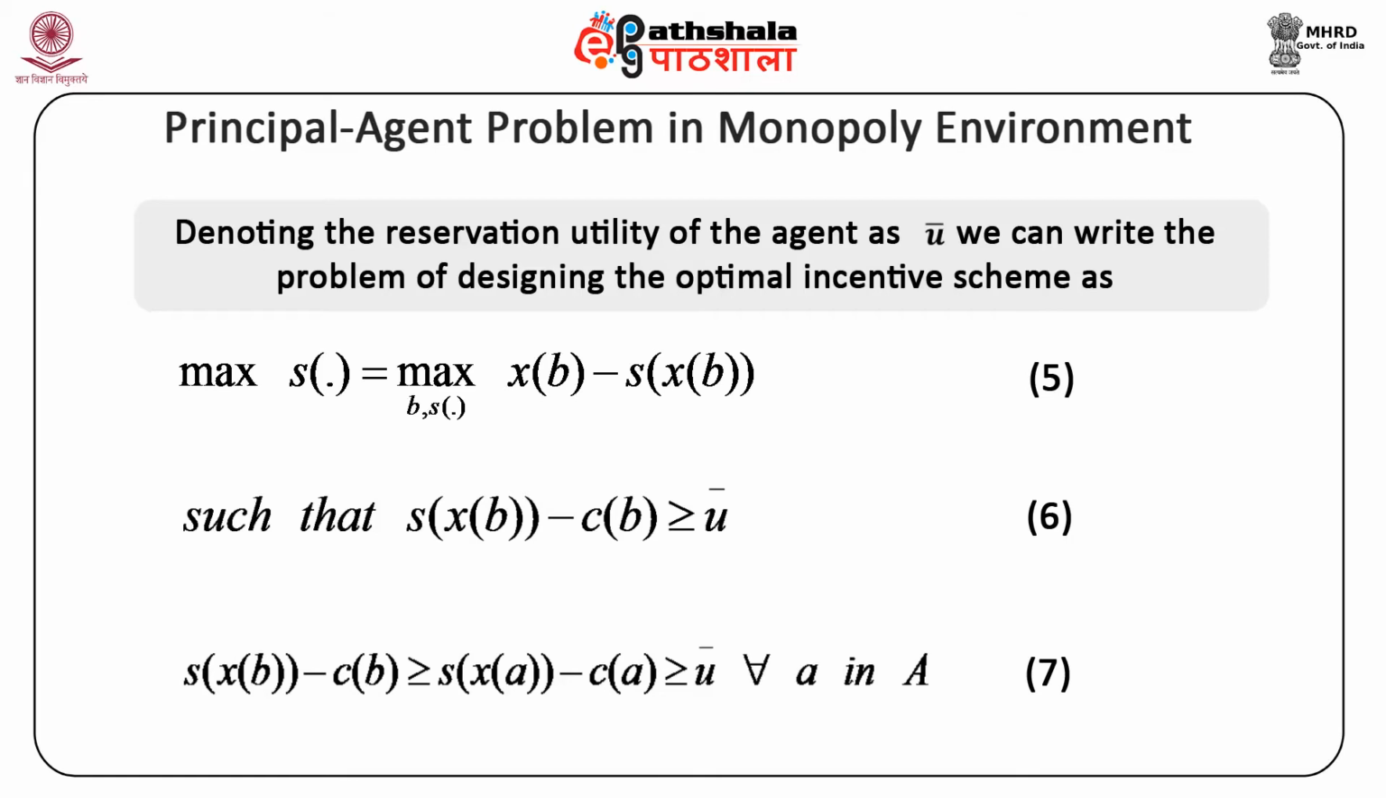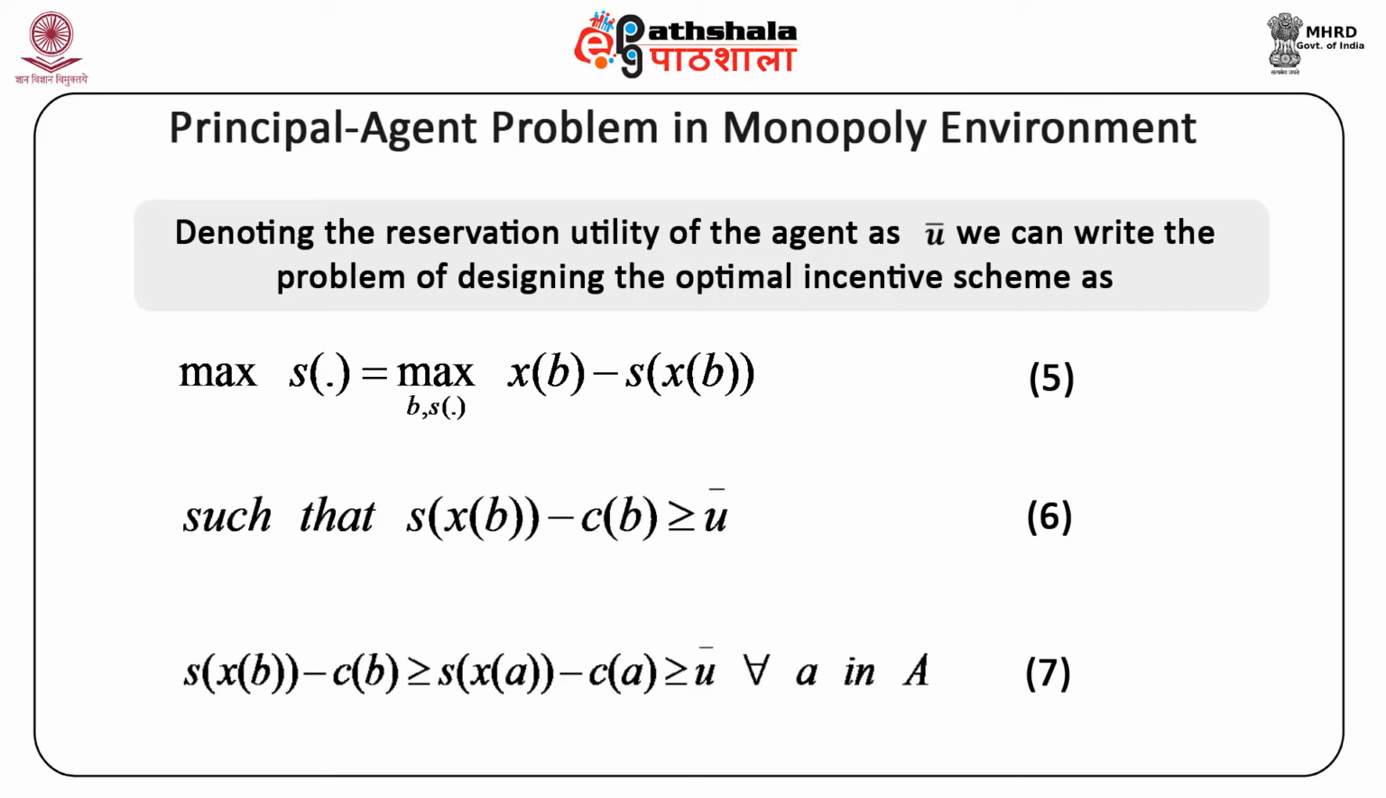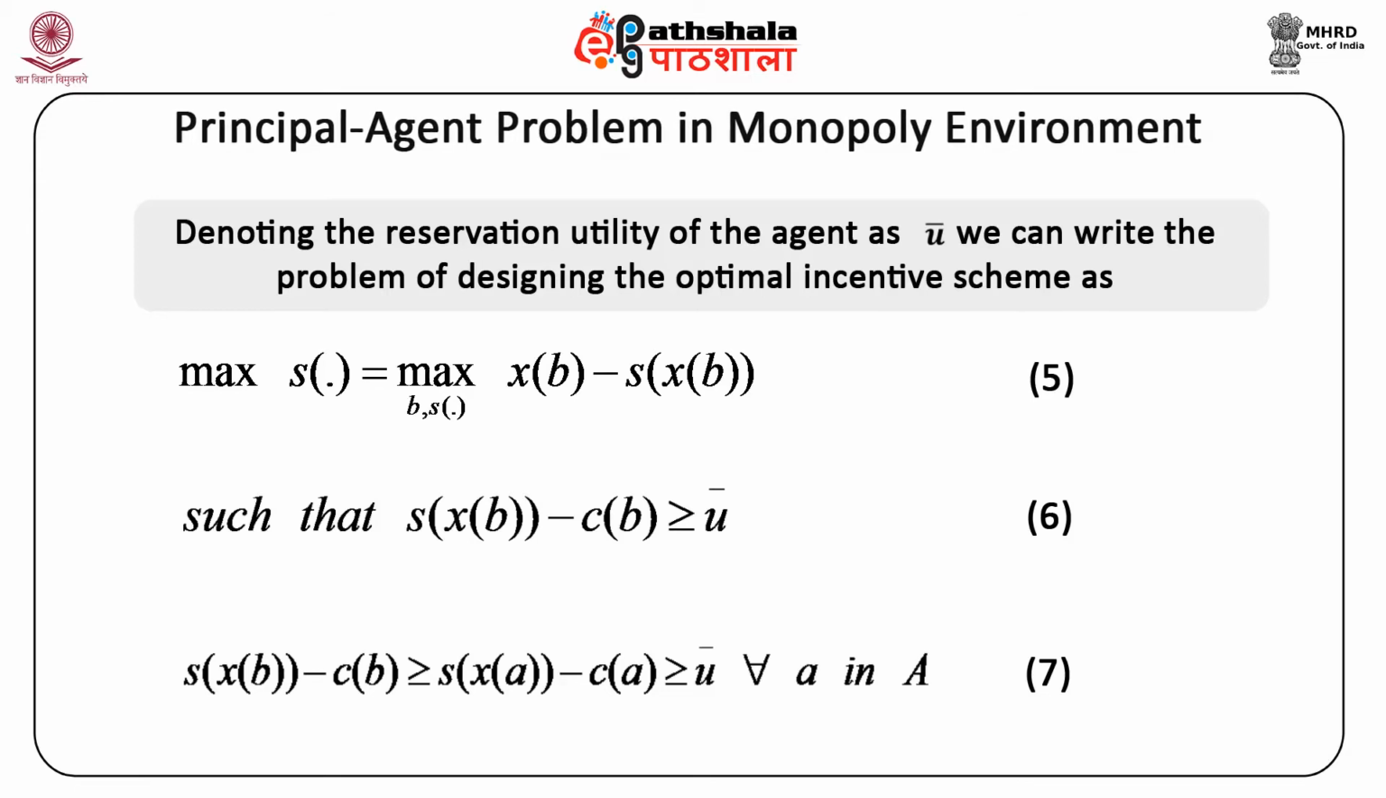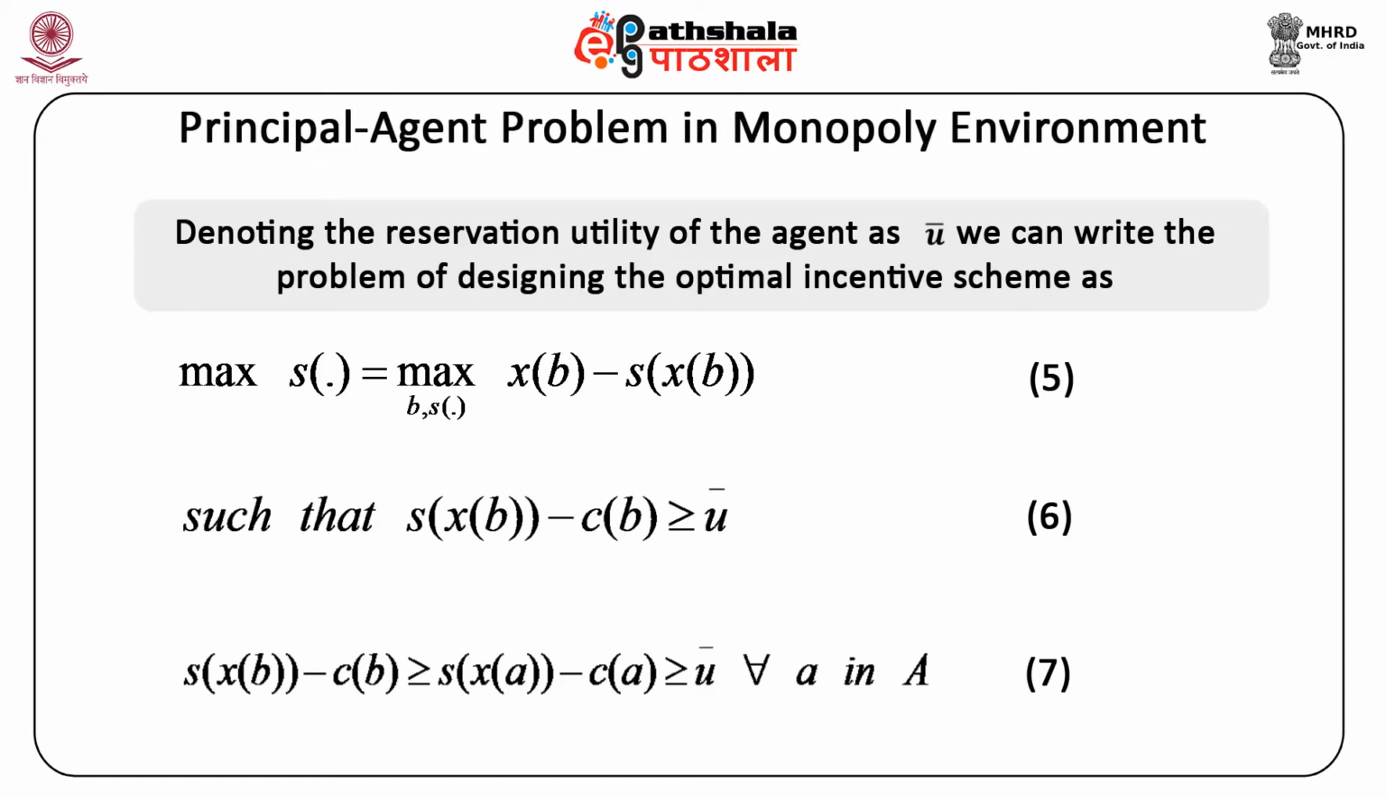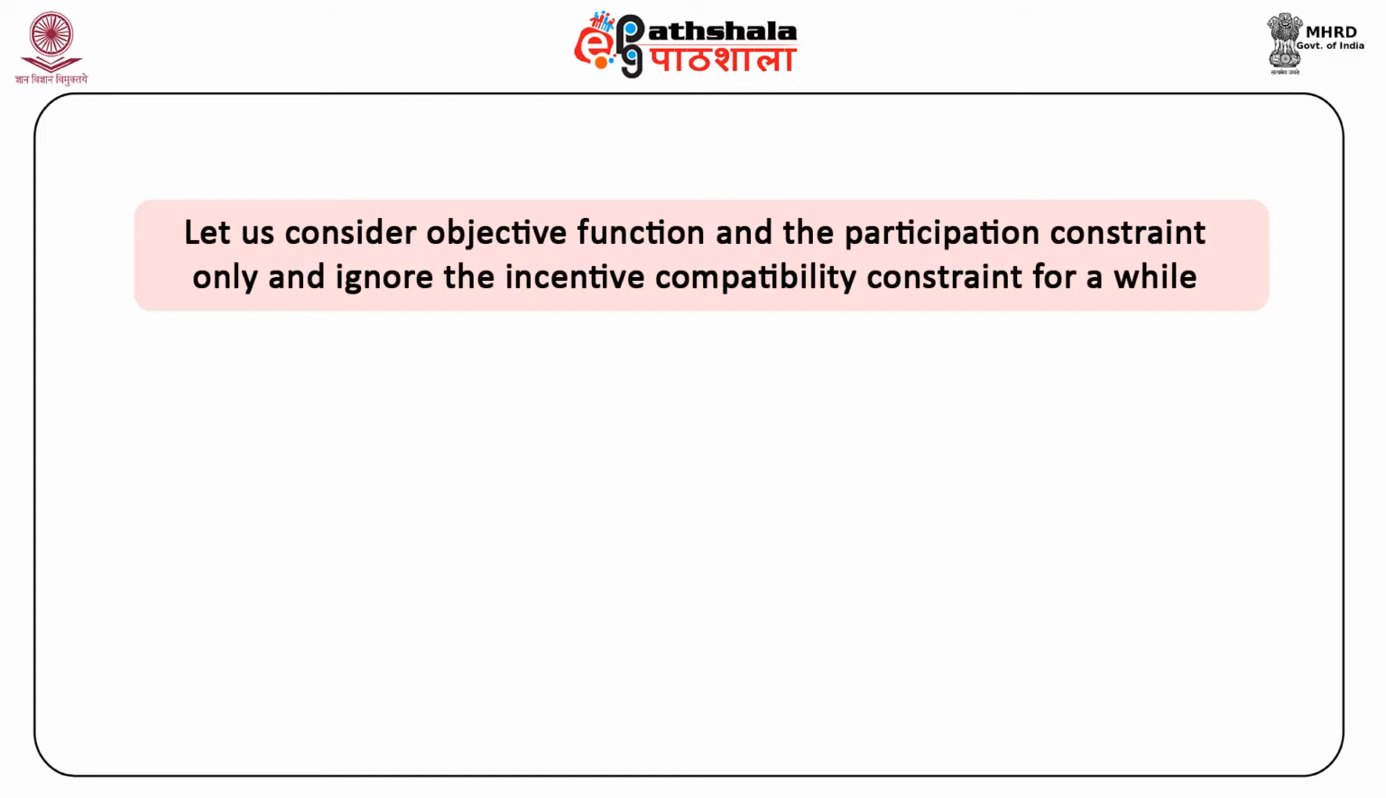In passing, note that the principal, in his design of the incentive payment function, indirectly chooses B as the agent's action. The constraint that the principal faces is how to proceed in order to make sure that the agent will undertake the same action that the principal expects him to take. This maximization problem has a trivial solution. Let us consider the objective function and the participation constraint only and ignore the incentive compatibility constraint for a while.